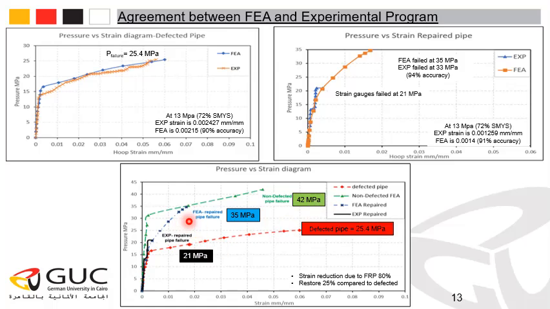The FEA repaired pipe failure was 35 megapascal, and the experimentally repaired pipe failure was around 21 megapascal. It is limited by the strain gauge's failure, however, he mentioned that it reached 33 megapascal in the experiment. And finally, the defected pipe failure was 25.4 megapascal, and we can notice a significant strain reduction between both the defected pipe and the repaired pipe.